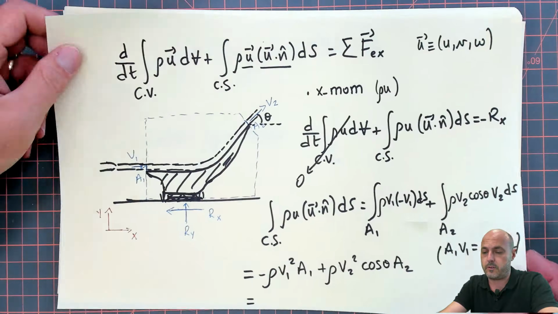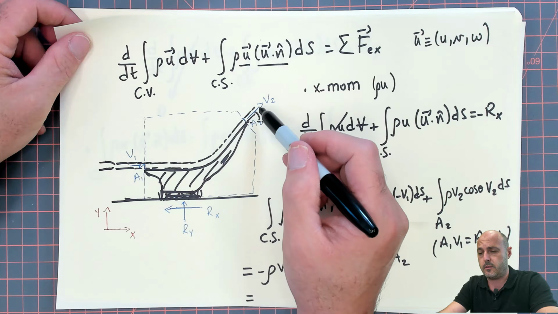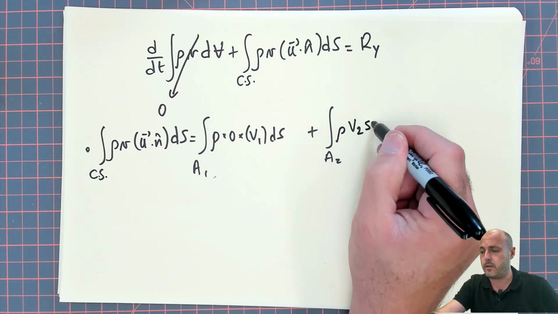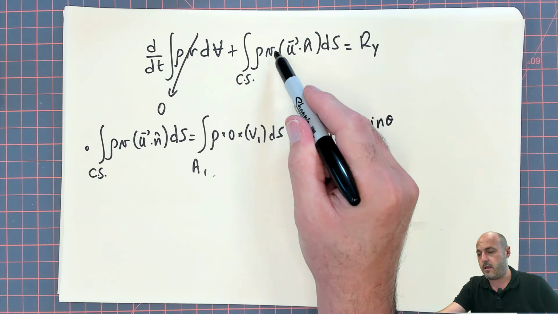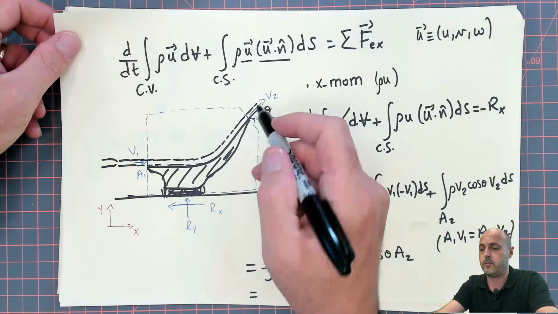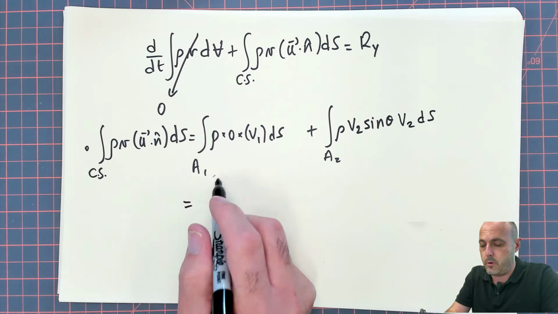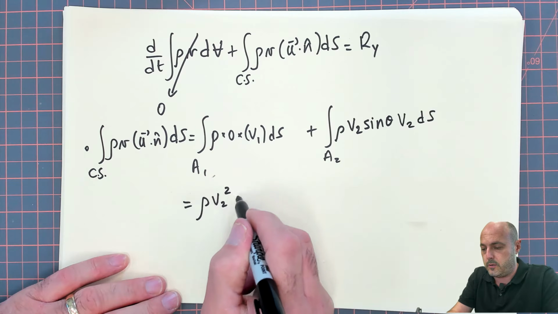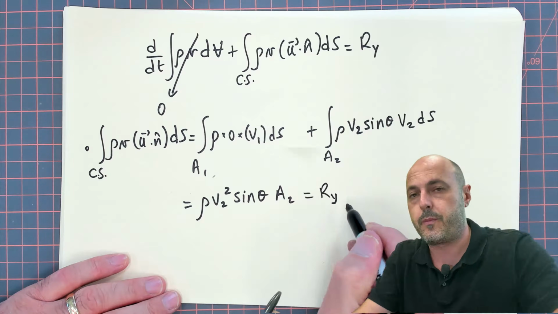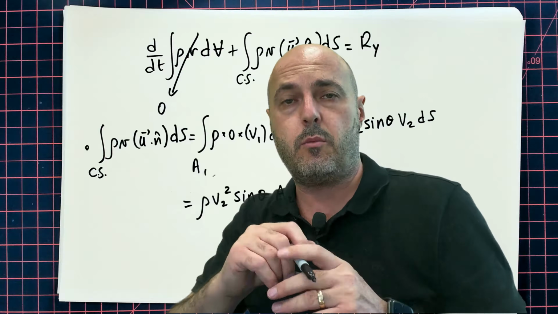Now on the surface area A2, the y component of momentum that's exiting is V2 sine theta. So we have rho V2 sine theta, that's v at the exit area A2, times u dot n. What is u dot n over here? It's V2 dS. That is equal to rho V2 squared sine theta A2, and that's also equal to Ry. I hope this helps clarify some of the intricacies of the integral momentum theorem.